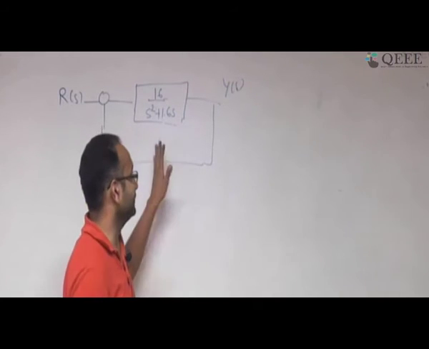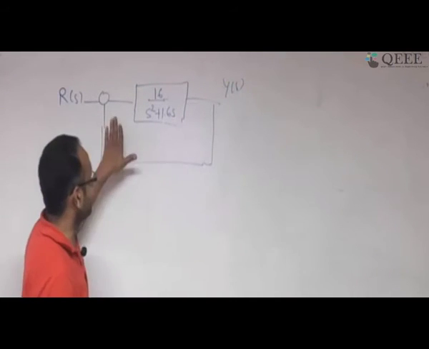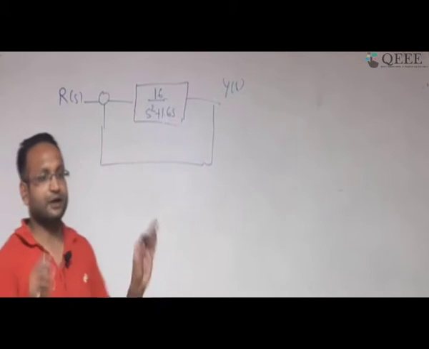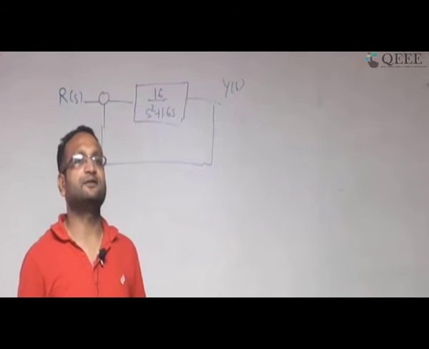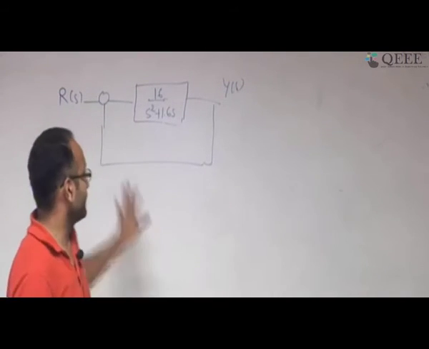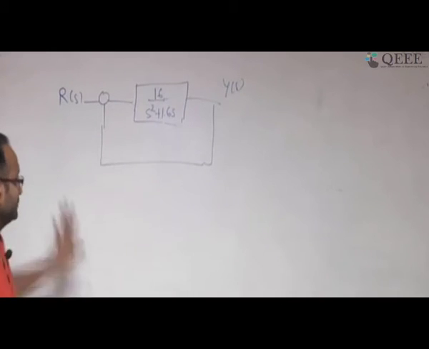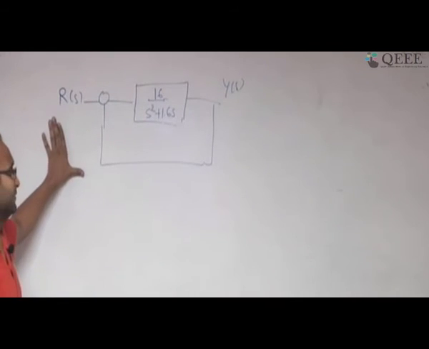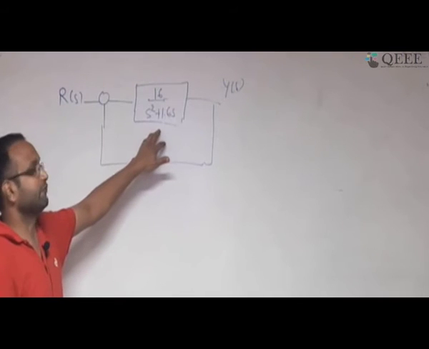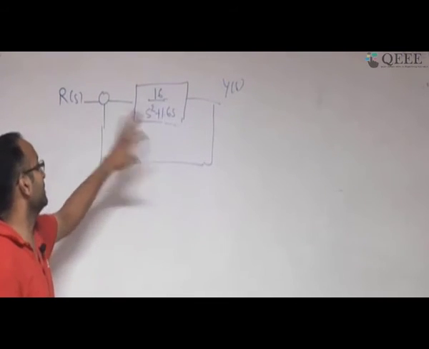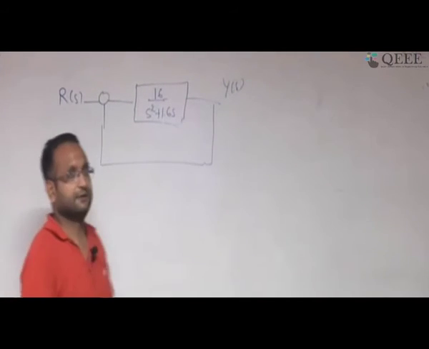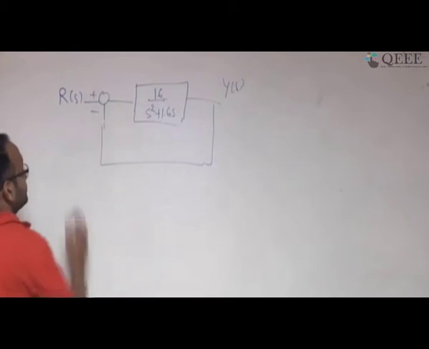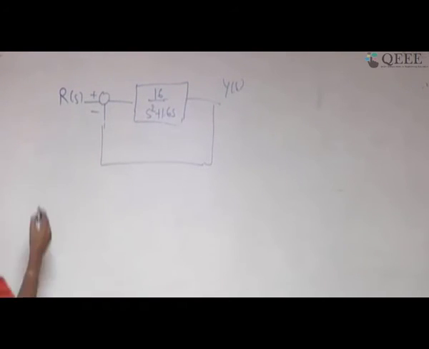I am assuming that all of you know this, because my focus is to understand the time response analysis of a control system. So that's why I am not dwelling on what a unity feedback system is. This system is a unity feedback system for which the transfer function on the forward path, G(s), is given between R(s) and Y(s). Now your objective is to find the settling time and peak overshoot.